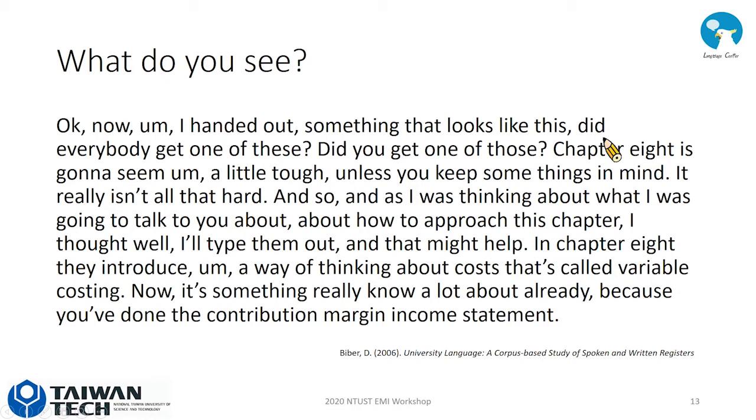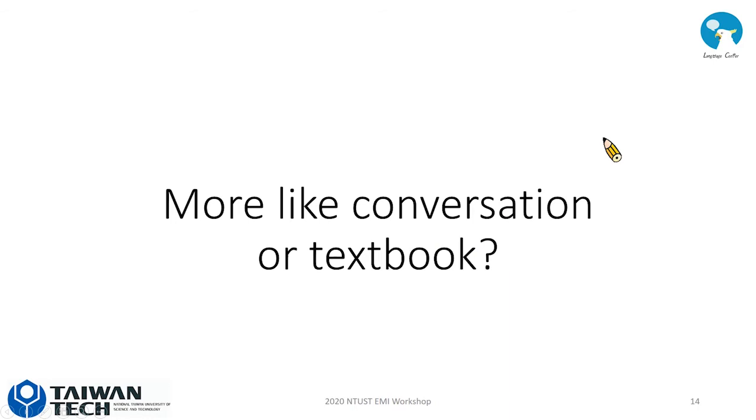So this is from a book, actually. It's a research study. It's from this book, Biber 2006, Universal Language. The author talks about different features of spoken and written language in universities. So is it more like conversation or a textbook? It's more like conversation. Why? Yeah. So again, repetitions, inconsistency, also questions.